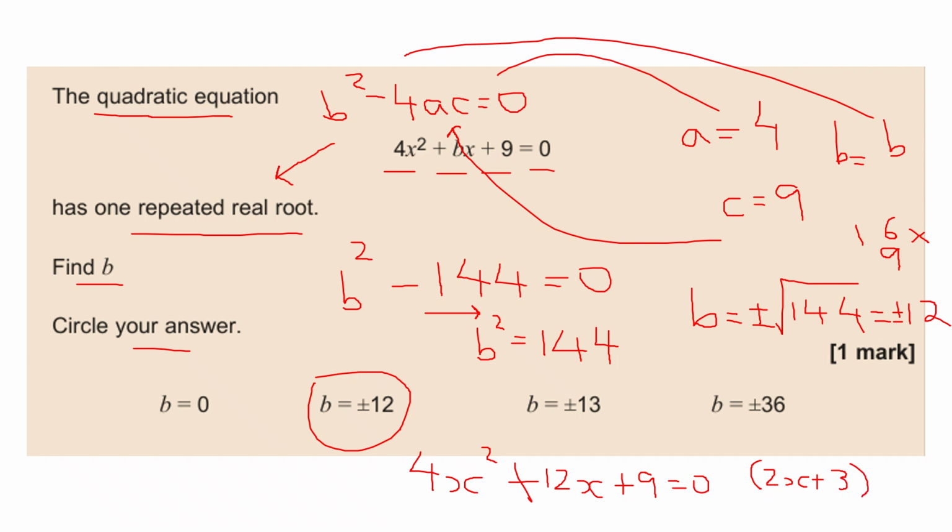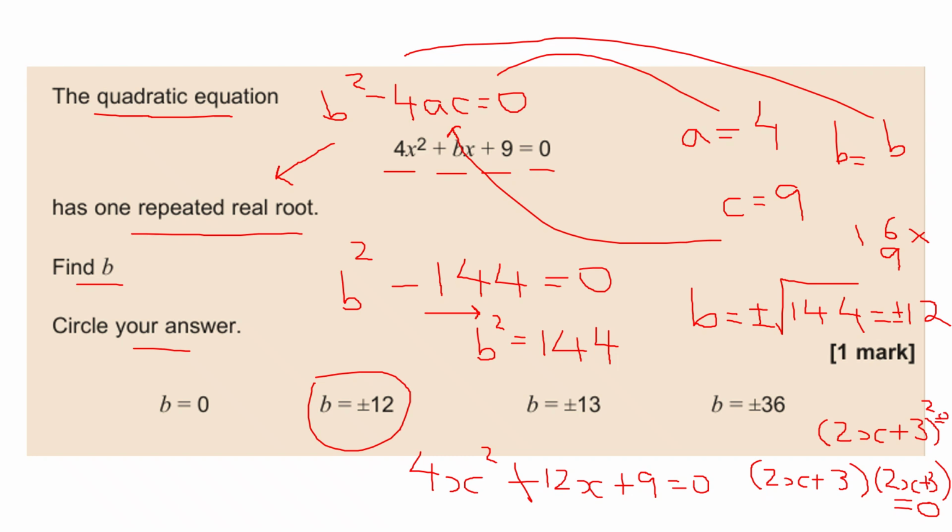Check that by expanding it. You get 4x squared plus 6x plus another 6x, which gives you plus 12x in the middle, and I have 3 times 3, which is 9. So yes, I have it as 2x plus 3 all squared. So x equals minus 3 halves is our repeated root of this quadratic.